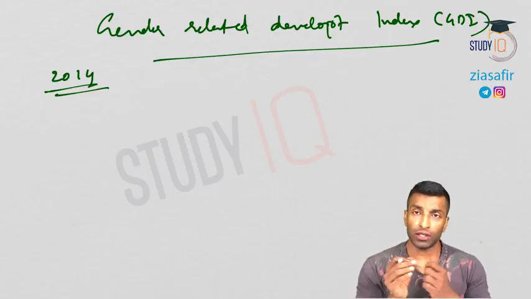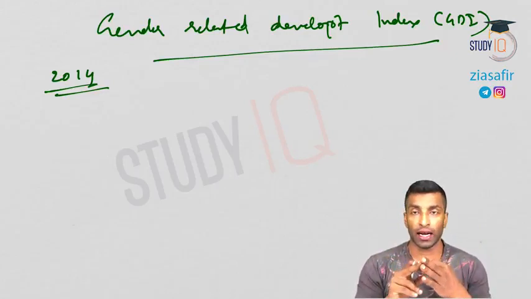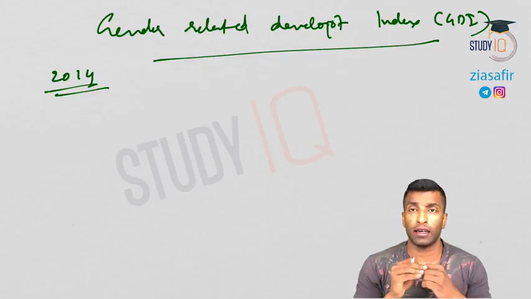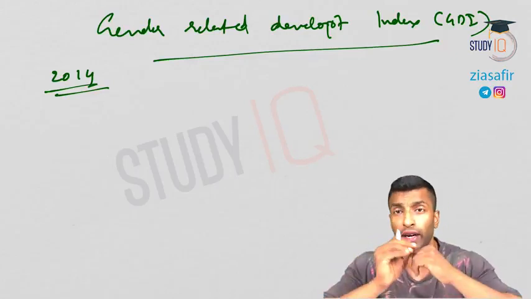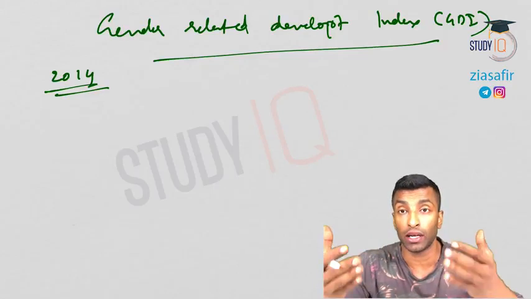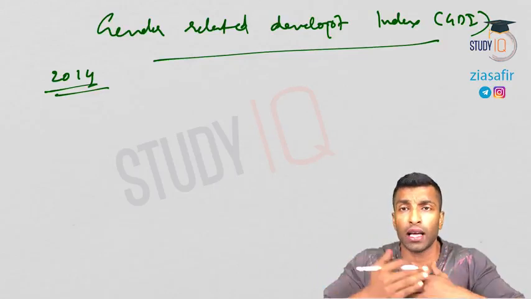Okay, so 3 dimensions of HDI: health, education, and standard of living. There, gender disparities will be taken into consideration. I've told you already, interdimensional, intradimensional. Now here, gender disparity. So how is it calculated?